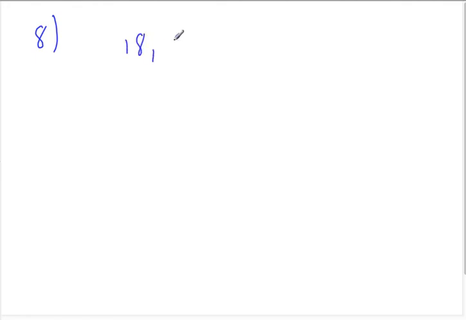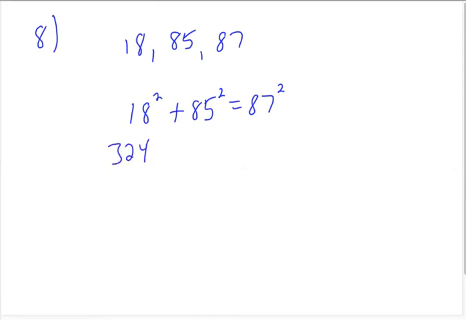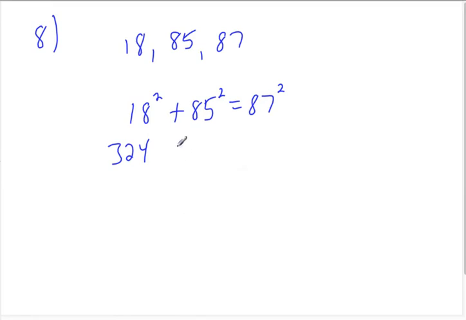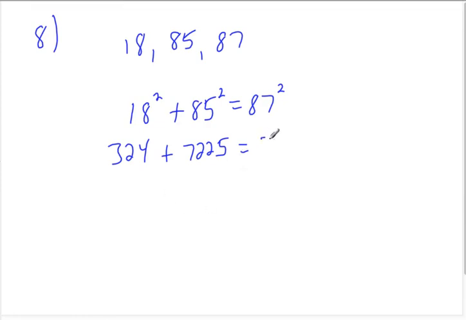18, 85, 87. So does 18 squared plus 85 squared equal 87 squared? I don't know. 18 squared is 324. 85 squared is 7225. And then 87 squared is 7569. 7569. Oh, 9 works.